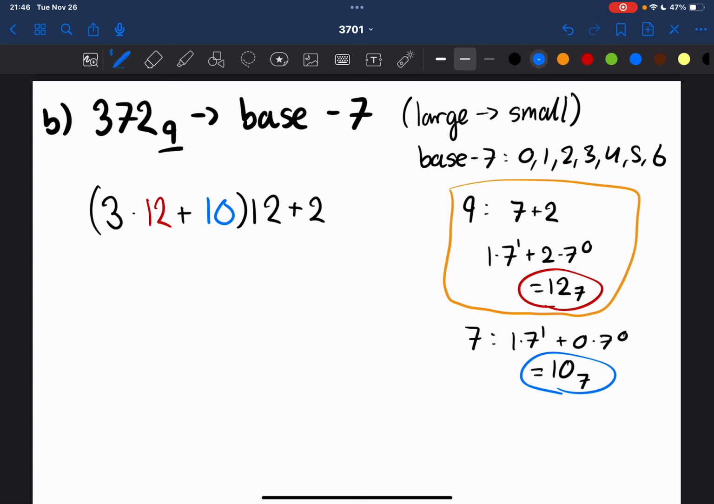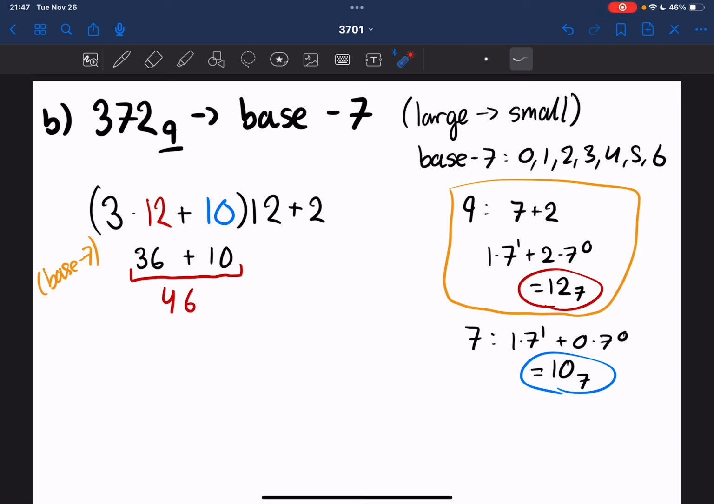Now we're going to start working in base 7. So base 7, and we're going to work inside out, right? So what do we have? We have 3 times 12, which is what? That's 36, right? So that'd be 36 plus 10. And right now there's no issues because 3 and 6 are both found in base 7. 1 and 0 are found in base 7. That's good. This is 46. 36 plus 10, that's 46. There's no issues because we've got it here. We have 4 and 6.